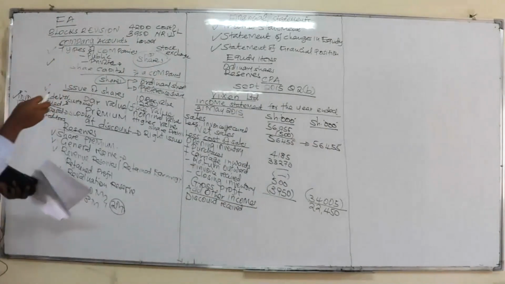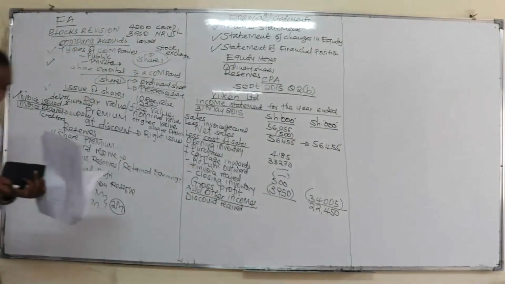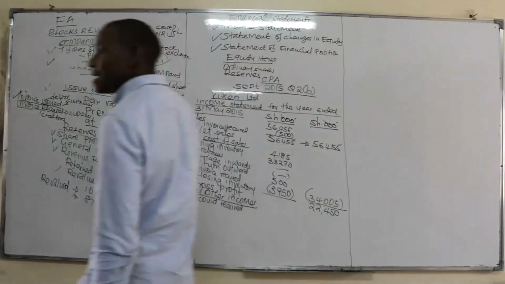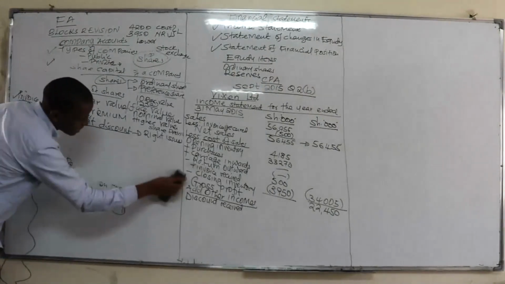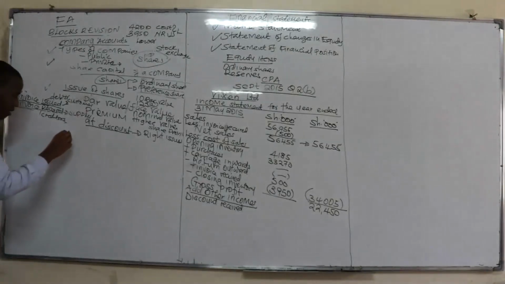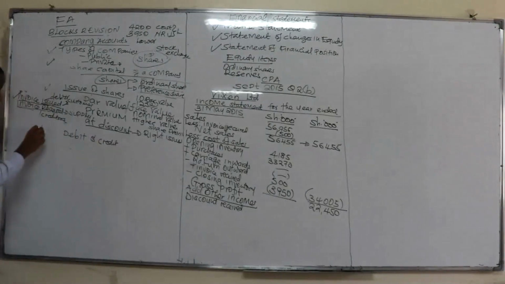Now, this one you have to get it from what we call the rule of debit and credit. Once you understand the rule of debit and credit, you will be able to identify which is the discount allowed and which is the discount received. So for the rule of debit and credit, let me just have it here. The rule of debit and credit. That is what you need to understand here.